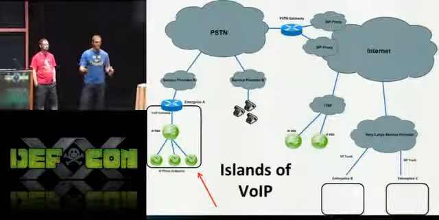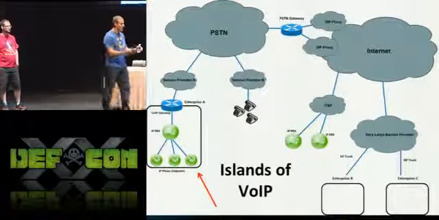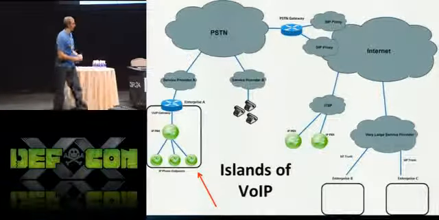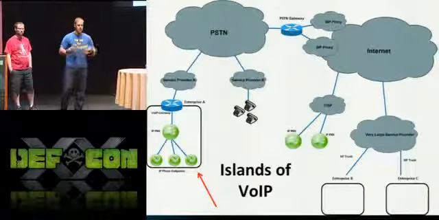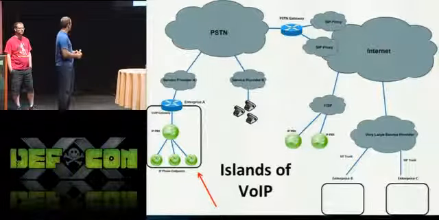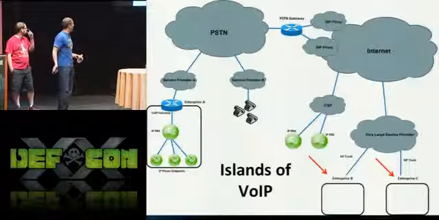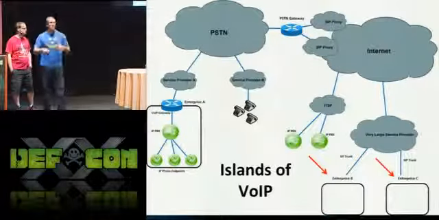So the idea of islands of VoIP means we have many different disconnected, separate VoIP networks where enterprises and organizations are using VoIP, but they're not connected together. They're not reaping the major benefits of VoIP. They all end up going through the PSTN, and you end up paying costs going through the PSTN. That was Enterprise A, the first one.